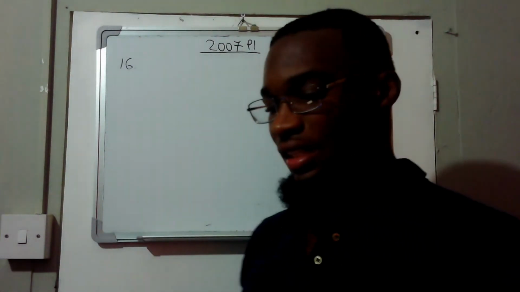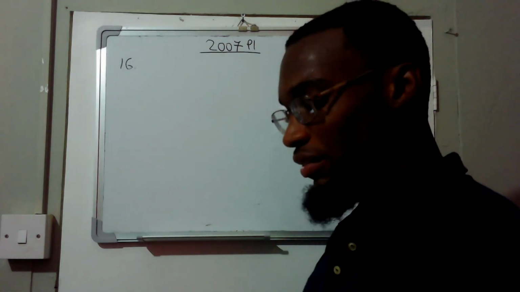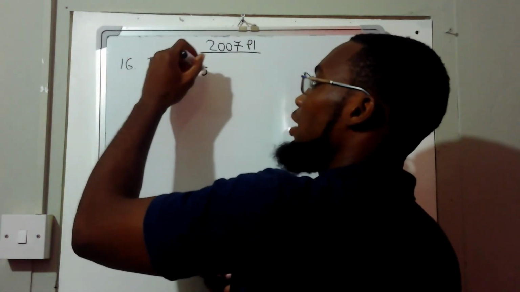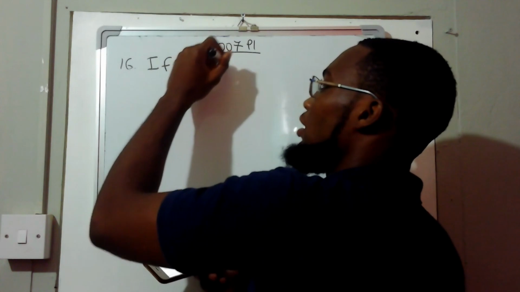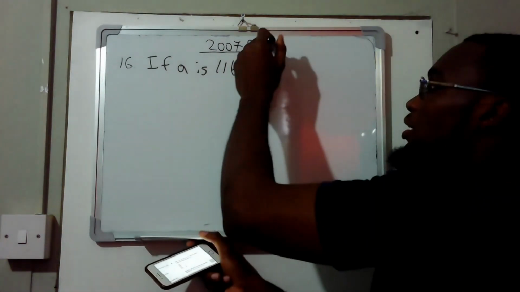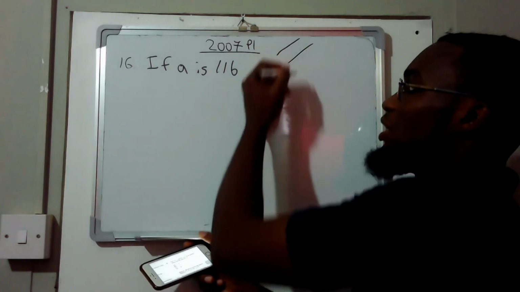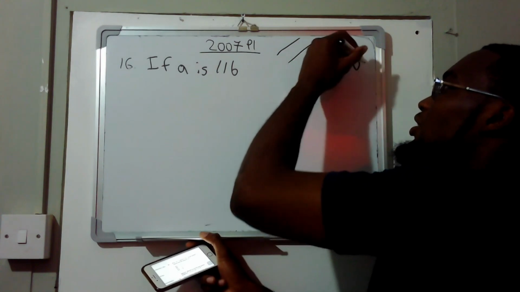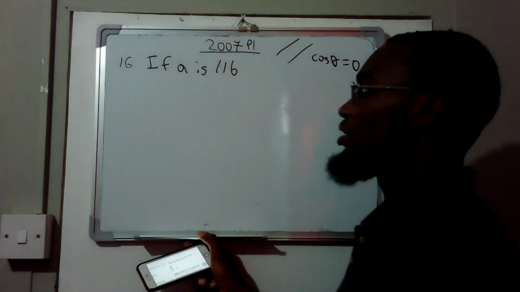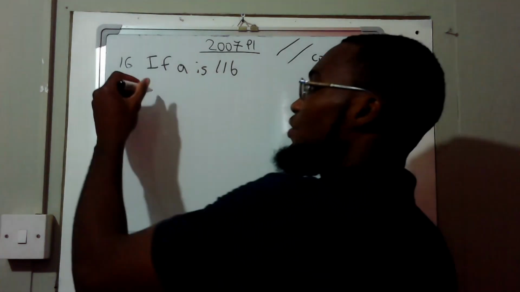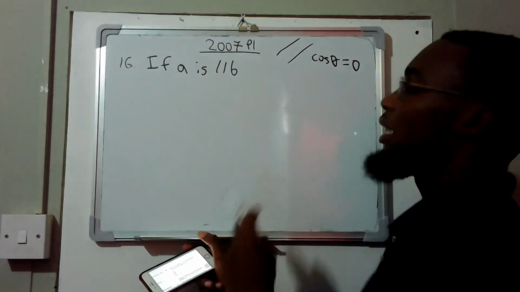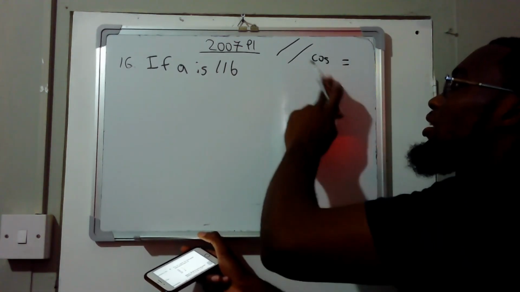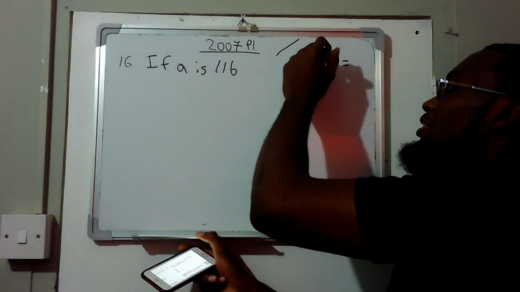Question 16 tells us that A and B are parallel vectors. Find the value of lambda. First thing we know is that if two vectors are parallel, they probably look something like so. That means that the angle between them is 0. So if A is parallel to B, then the angle theta is 0.